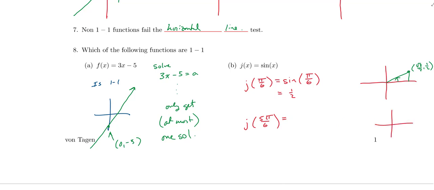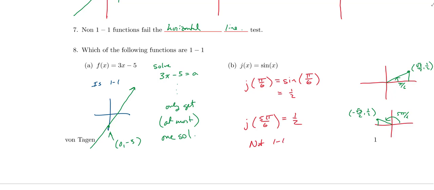But if I were to go ahead and find j of 5 pi over 6, if I were to sketch the reference triangle for the angle 5 pi over 6, then we have this ordered pair. This is minus the square root of 3 over 2, comma, positive 1/2. But again, when I want to evaluate the sine of this particular angle, I want the y-coordinate there. And the y-coordinate is also 1/2. And in fact, there are actually infinitely many answers to this problem. So this is not one-to-one.